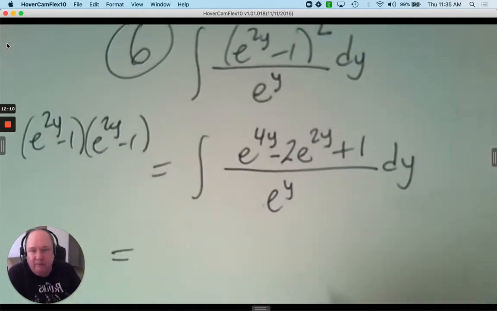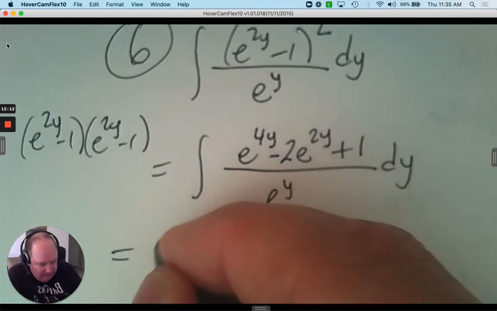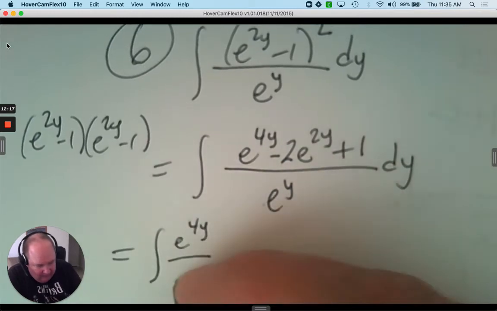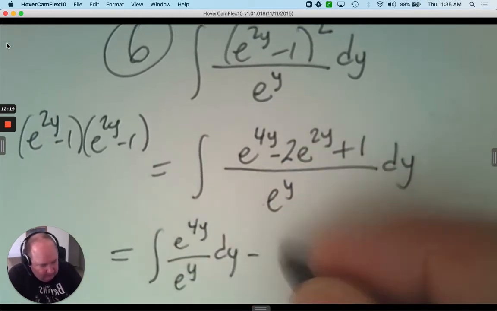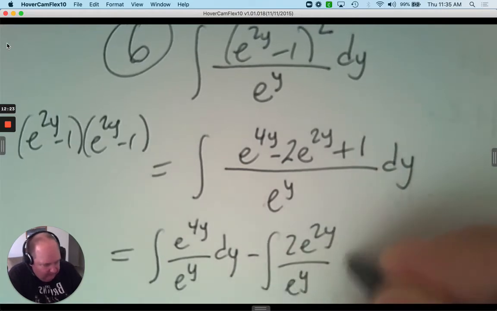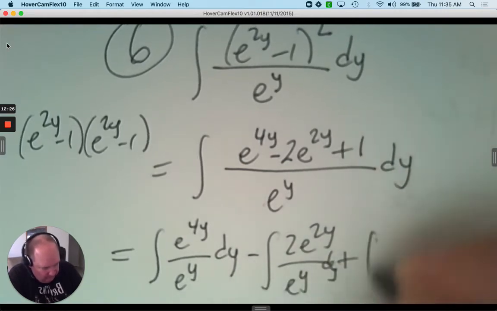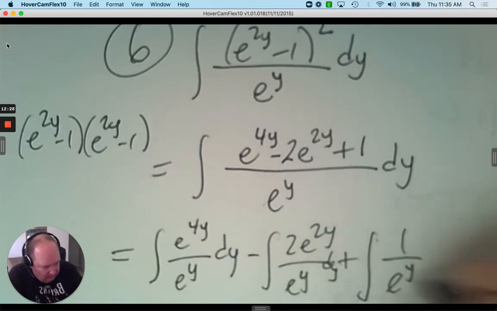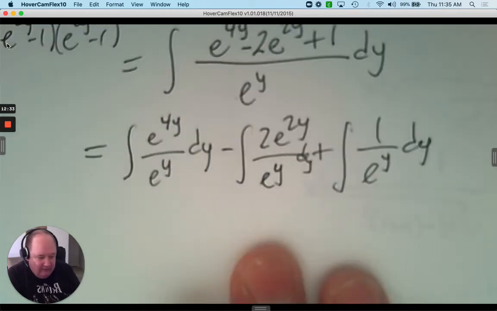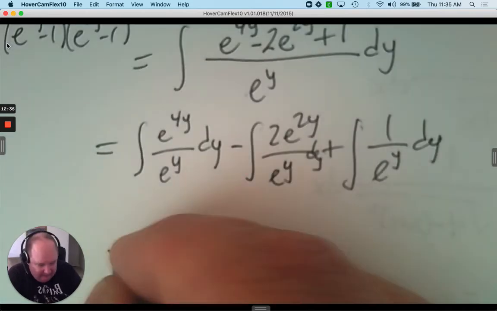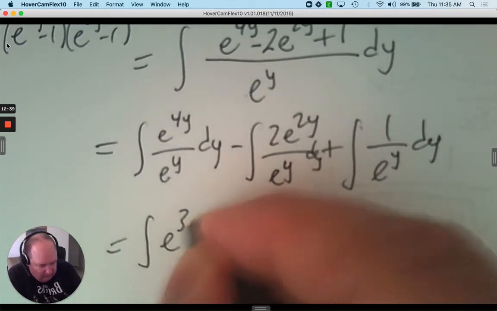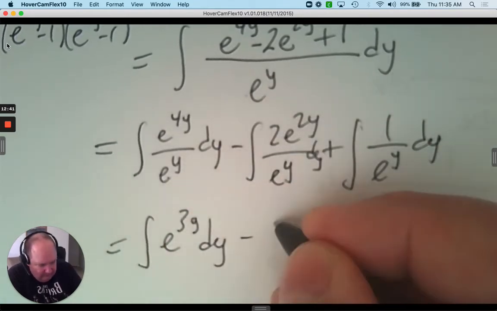Next, there's a monomial in the denominator. So I'm going to write this as 3 different fractions. E to the 4y over e to the y. 2e to the 2y over e to the y. And then 1 over e to the y dy. All right. So these are the ones I'm going to integrate. I'm going to simplify if I can. So if the bases are the same, I'm dividing. I subtract the exponents. So that's e to the 3y.